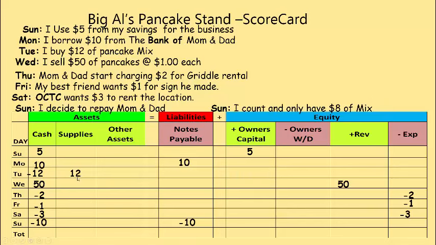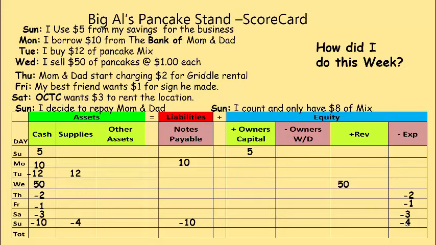If I bought $12 and I have $8 left, that must mean that I used up $4 worth of supplies. So the asset supplies goes down by $4, and the equity goes down by $4 under expenses to show that I've used those pancake supplies, or that mix, up by $4. Now let's do some totaling.